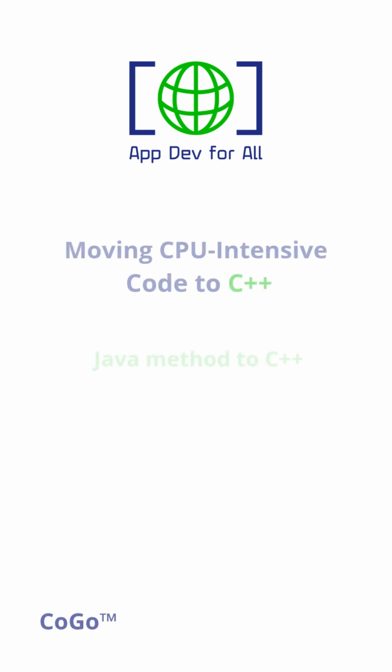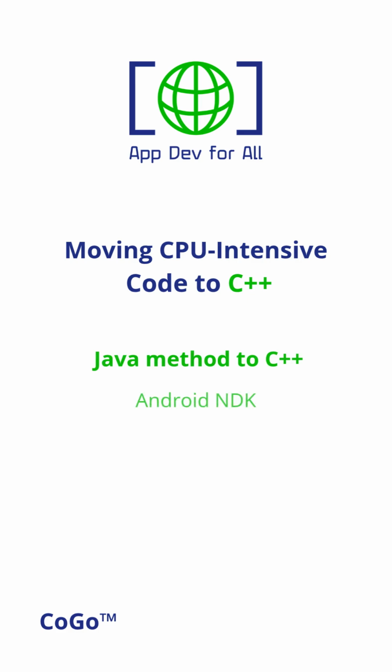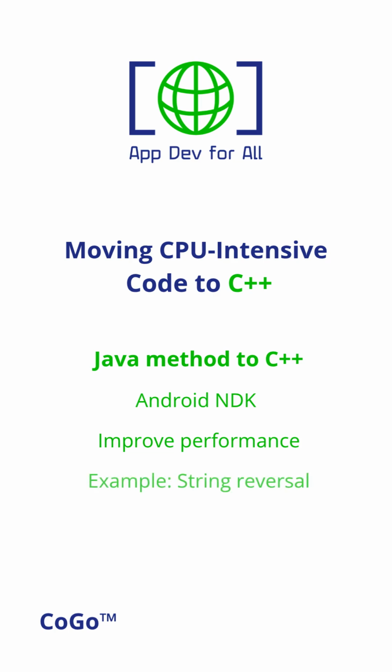In this Code on the Go tutorial, we're going to take a Java method and move it to C++ using the Android NDK. This is a practical technique for improving performance in CPU-intensive parts of your app. And once you've done it once, the process becomes second nature. We'll use string reversal as our example. It's simple enough to follow easily, but the pattern we use here applies to any CPU-intensive Java method you want to offload to native code.